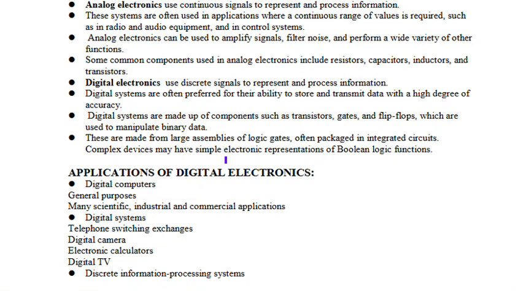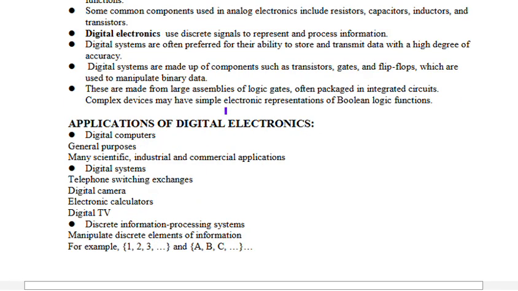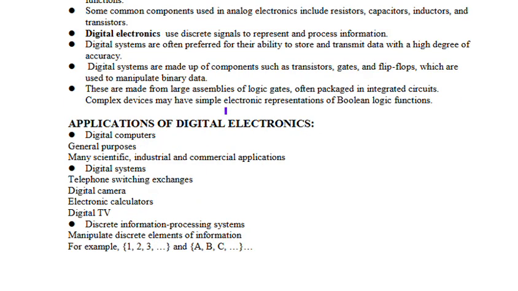and many scientific, industrial and commercial applications, and digital systems, such as the telephone switching exchange, and the digital camera, to capture photos or videos. So also electronic calculators and digital TVs, and discrete information processing systems, to manipulate discrete elements of information, which can be in numerical form or alphabetical form, special symbols, or numerical characters like 1 2 3 and ABC, and so on.